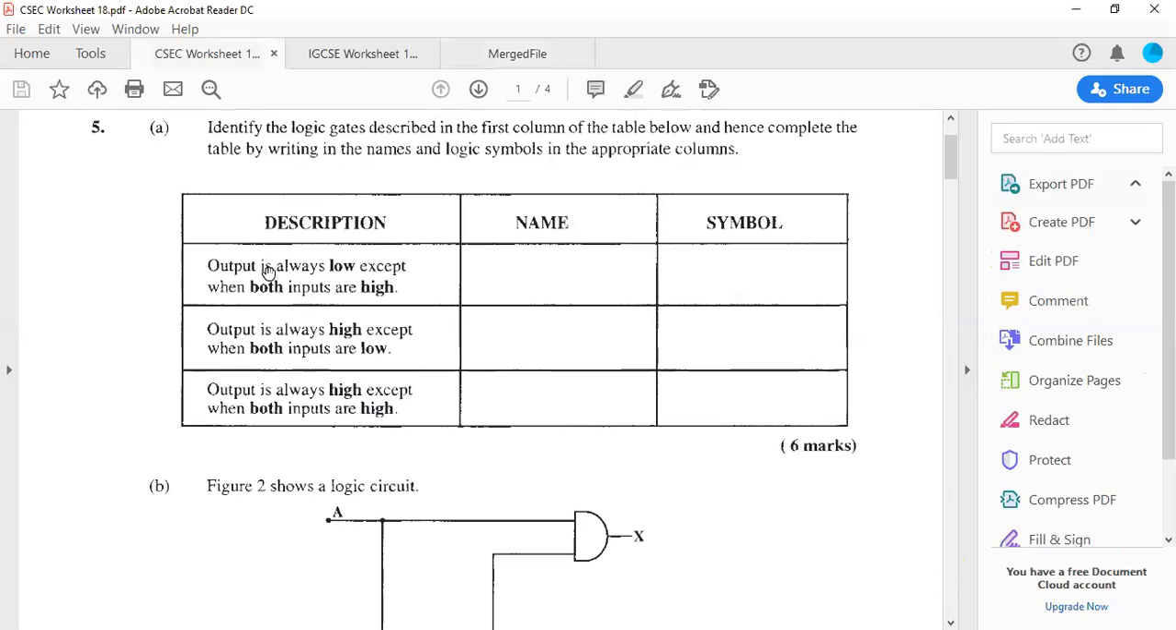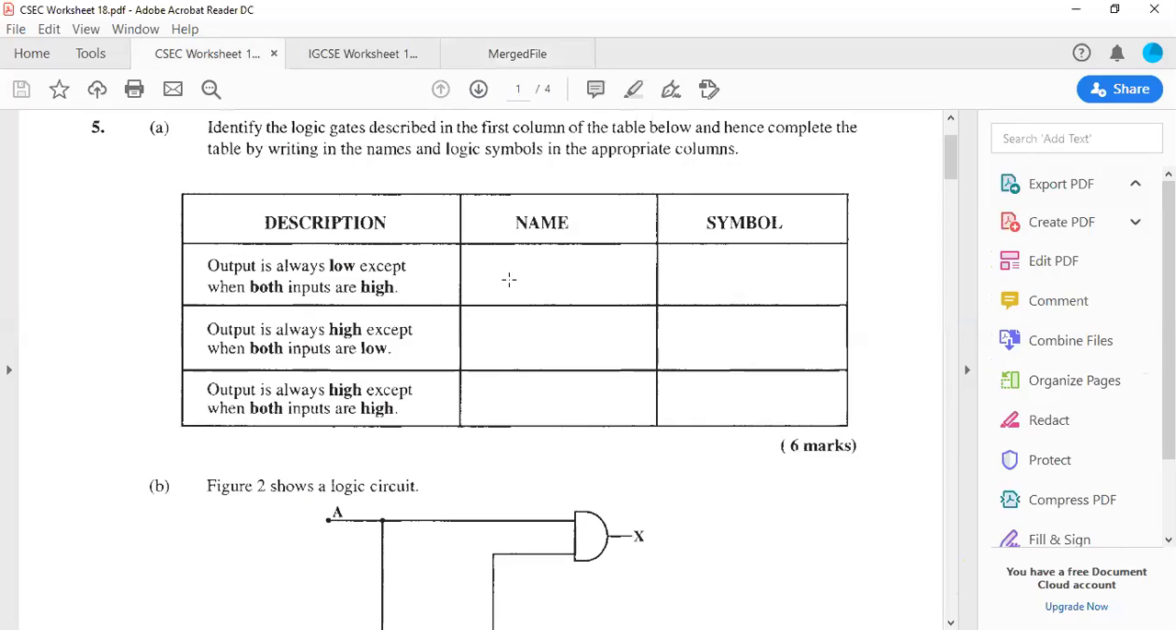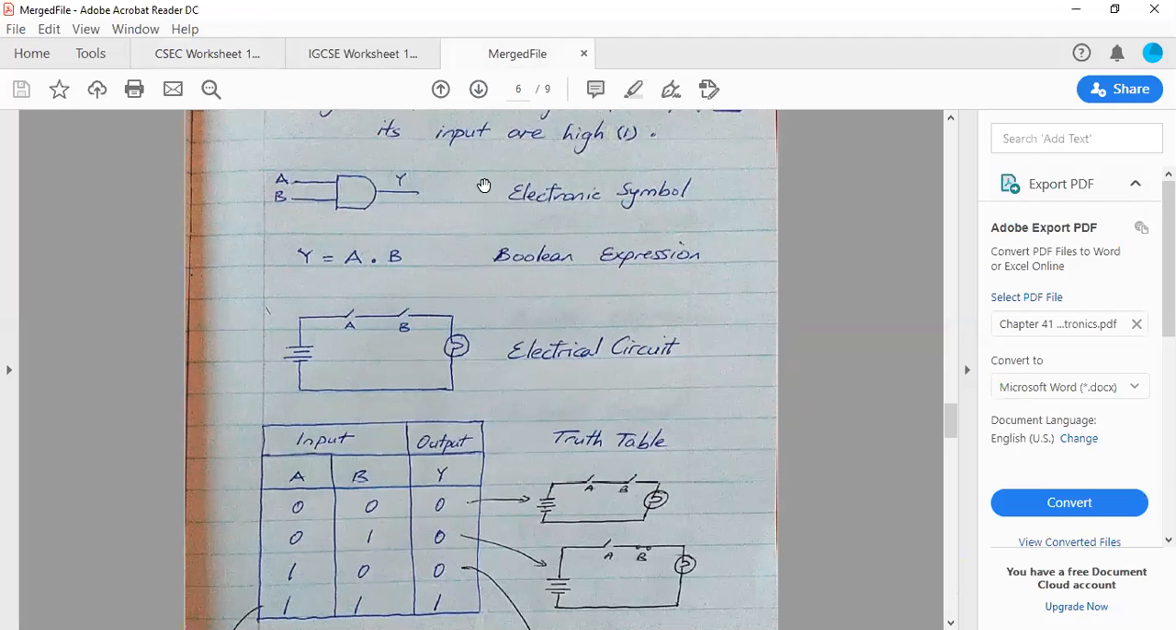Output is always low except when both inputs are high. So we go into the both. So output is low, which is all the inputs are low except when both of them is high. So your answer for the first one in this column should be an AND gate. The name should be AND gate, and the symbol for AND gate is as shown here. You have to draw this symbol here.